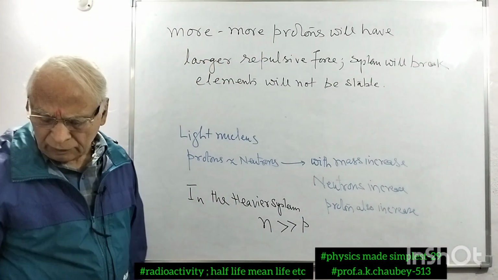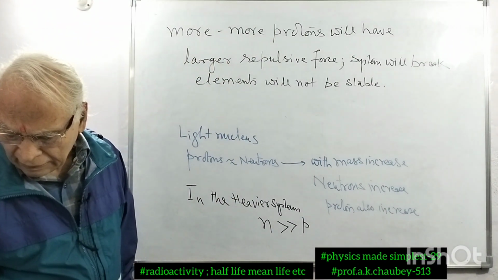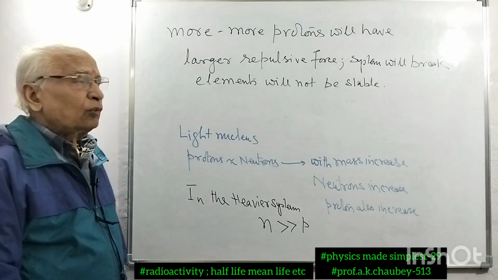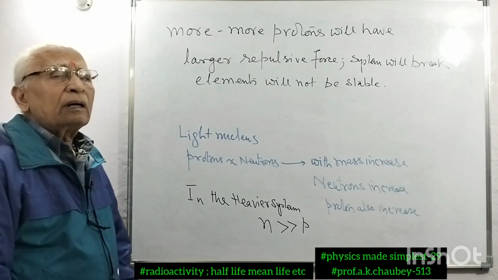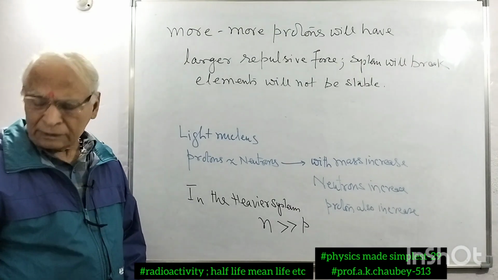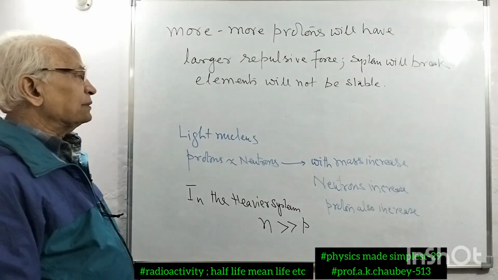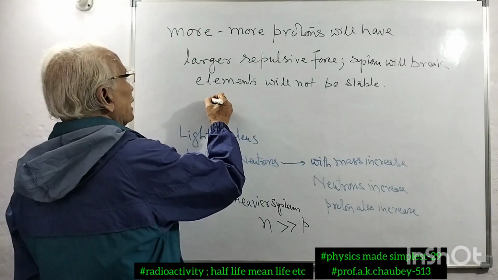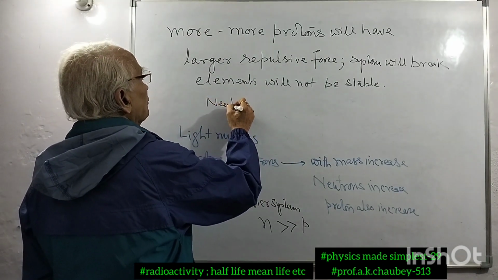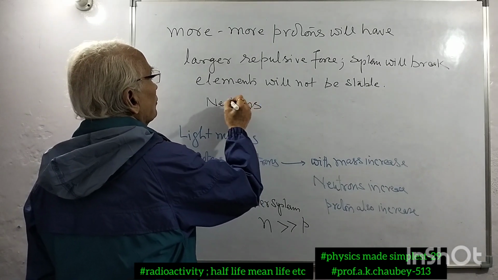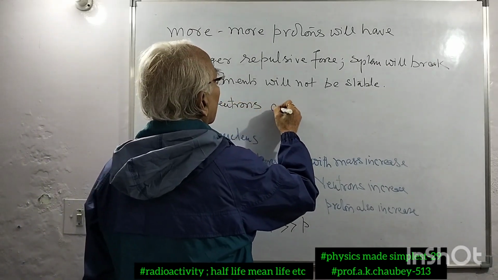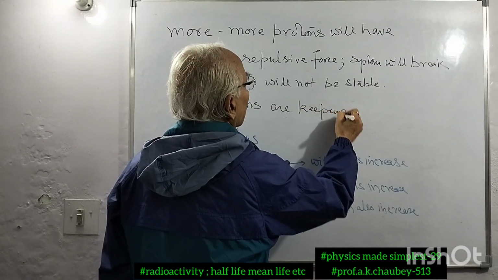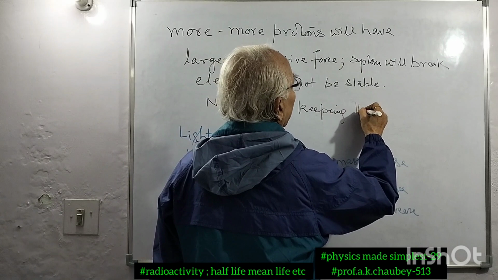Nature itself is giving you systems which are having a more number of neutrons. So more number of neutrons give you less repulsive forces. Protons increasing, more repulsive. So neutrons are balancing the, neutrons are keeping the system stable.